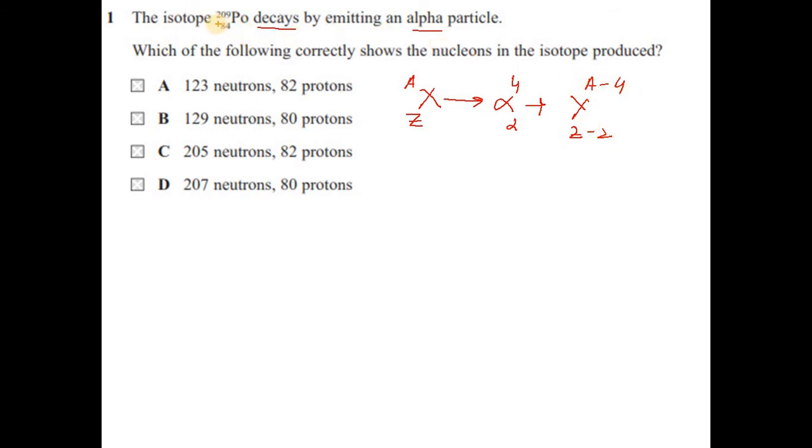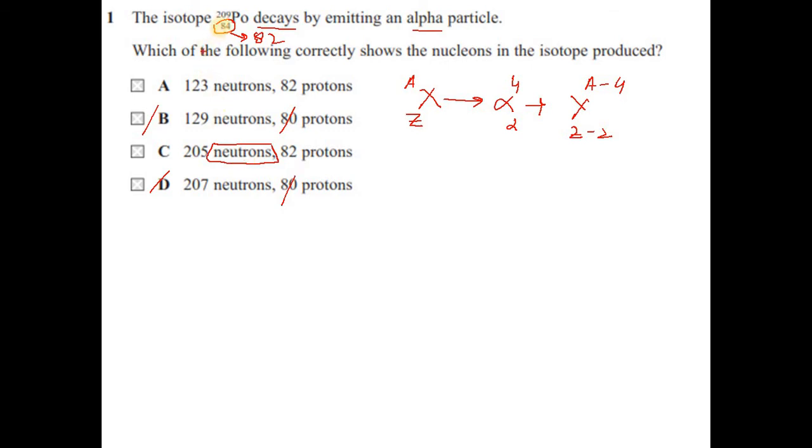Originally the charge number was 84, so it should be decreased by 2. The new charge number, or rather proton number, should be 82. That means we cannot have options B and D, so these two options are gone. We need to choose either A or C. But remember, they are not asking about the nucleon number or mass number. Instead, they are talking about neutrons.